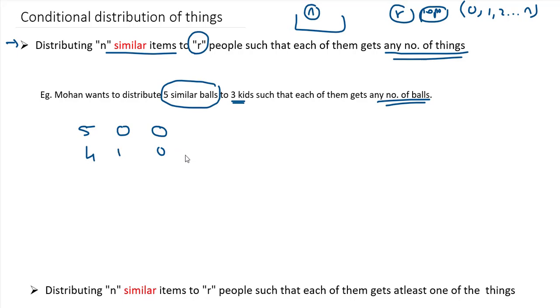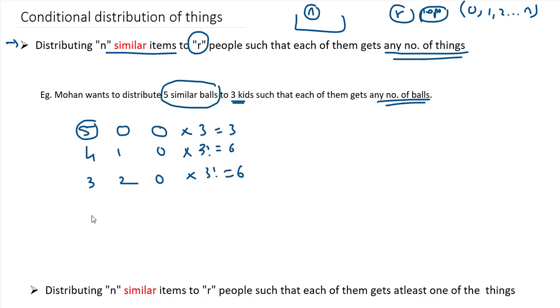This internal arrangement can be done in 3 factorial ways, since there are 3 things that need to be arranged in 3 places. Whereas in the first case, the 5 balls can go to any of these 3 kids, so it can be done in 3 ways. So this 3 factorial is 6 and this is 3. Again, this division of 5 balls can be done as 3, 2, 0, which internally can be arranged in 3 factorial ways, which is 6.